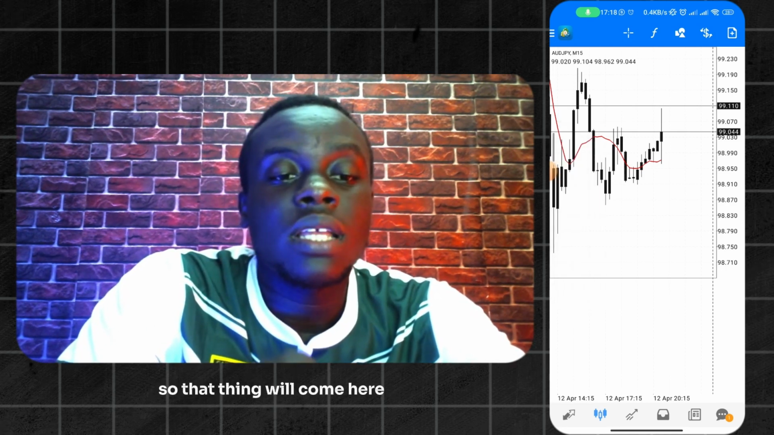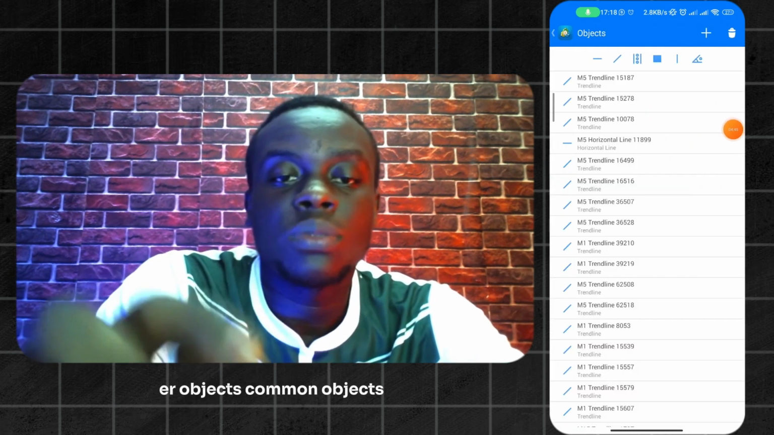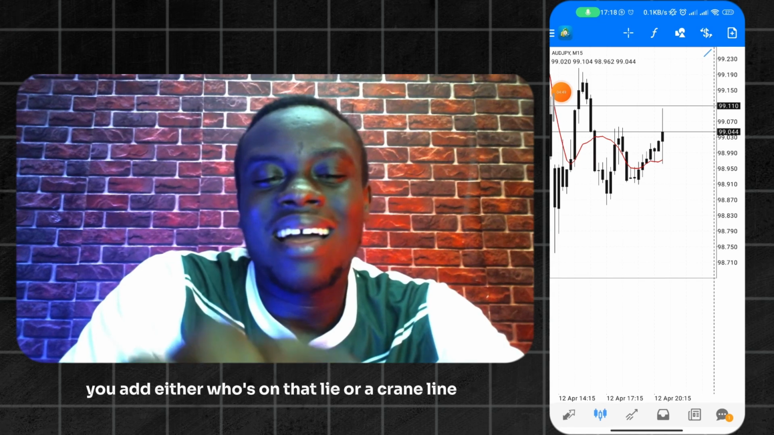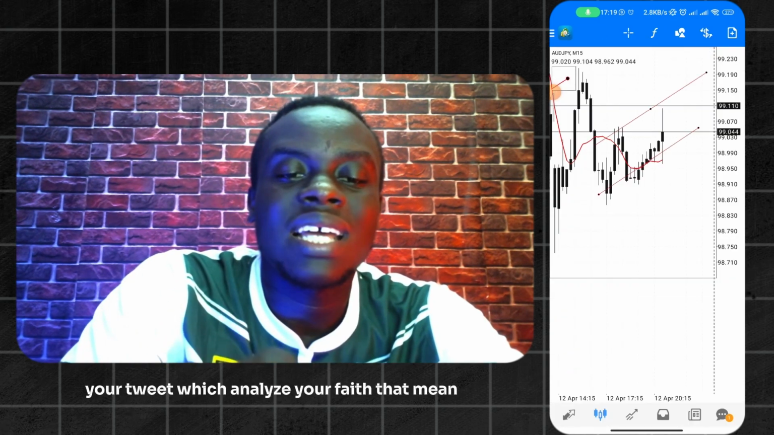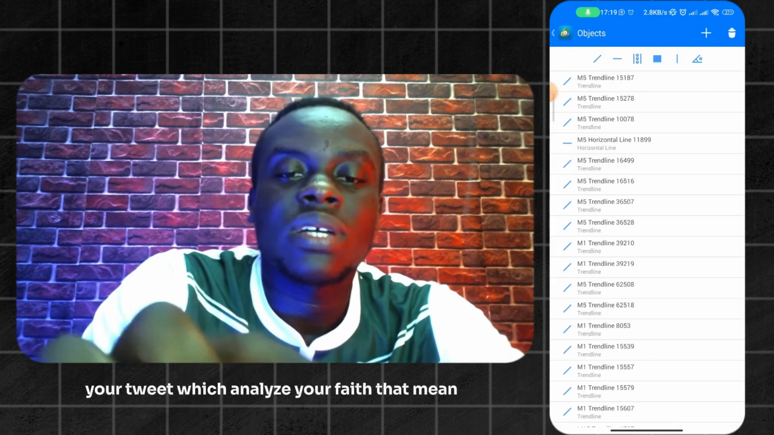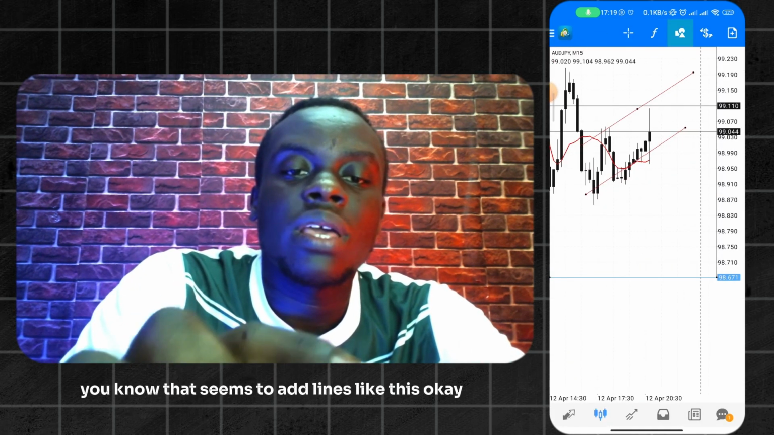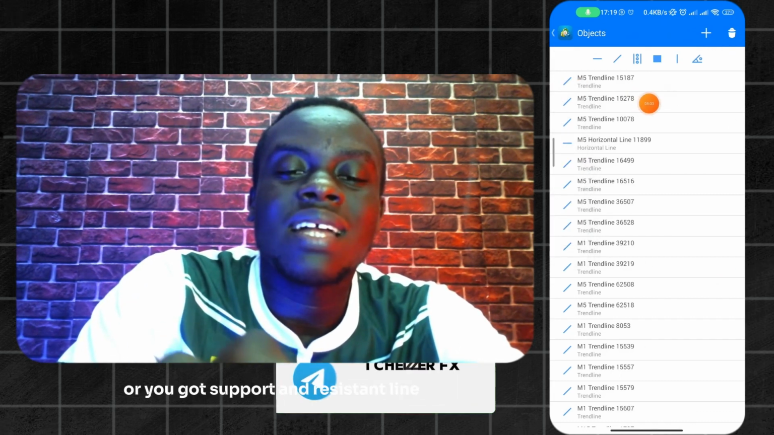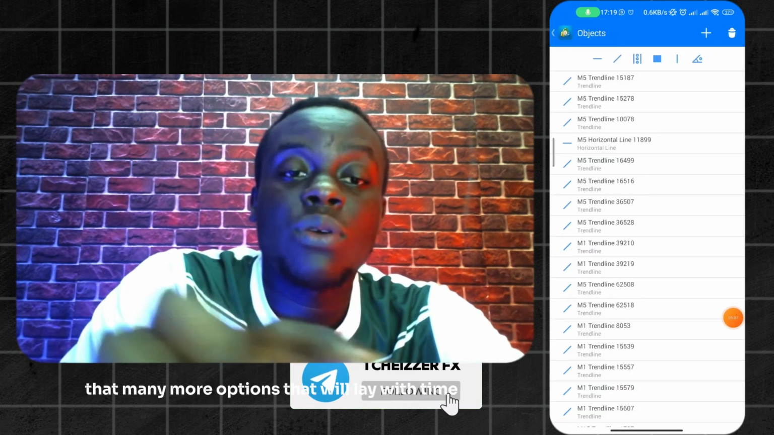So third thing, you will come here, objects, common objects. You add either a horizontal line or a trend line. You see, it's going to add all those things for you to analyze your trade. There are many other things. You can add lines like this, or you can add support and resistance lines. If you want to add something, you come and add this. There are many other options that we learn with time.